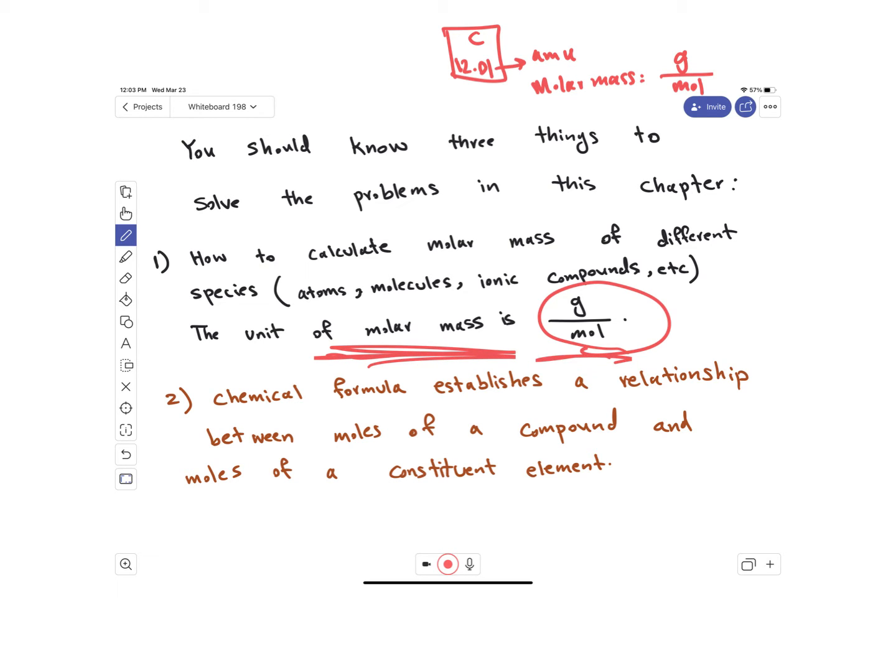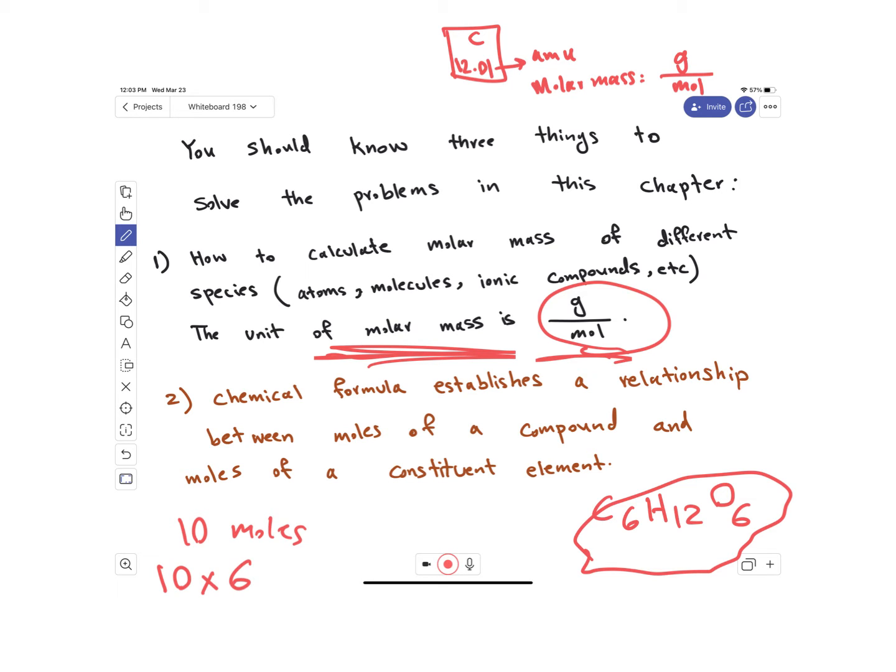The other thing is that if I give you, and I'm going to give you C6H12O6 in the exam, and I tell you in 1 mole of glucose, which has the formula of C6H12O6, in 1 mole of glucose, how many moles of hydrogen do we have? 12 hydrogen atoms, exactly, right? Or if I tell you in 10 moles of glucose, how many moles of carbon do we have? If I ask in 10 moles. Exactly. So you multiply 10 by 6, right?